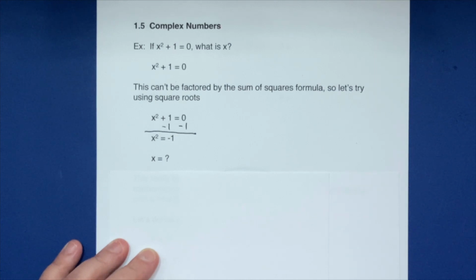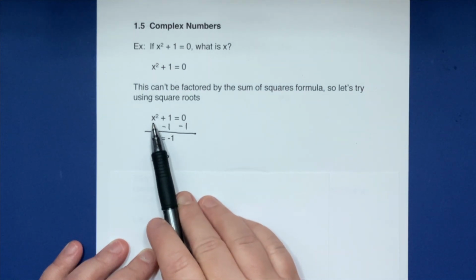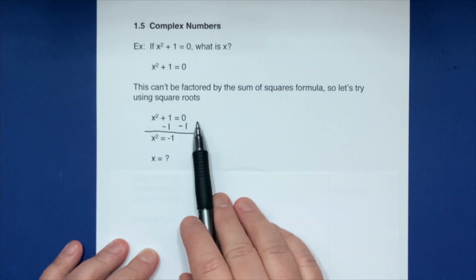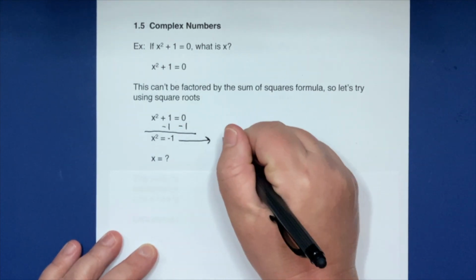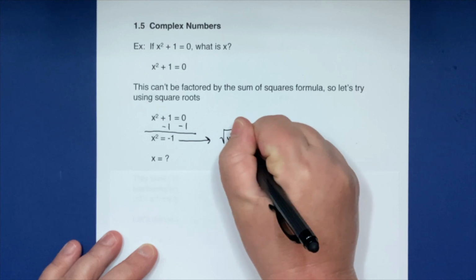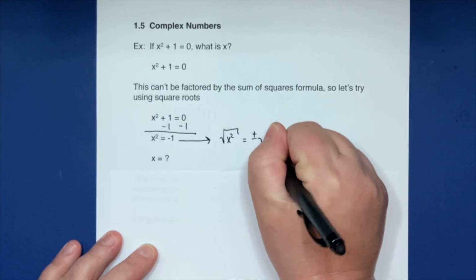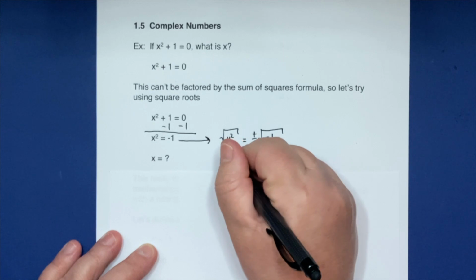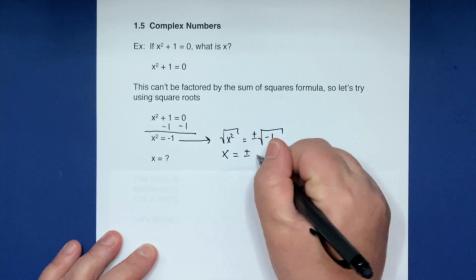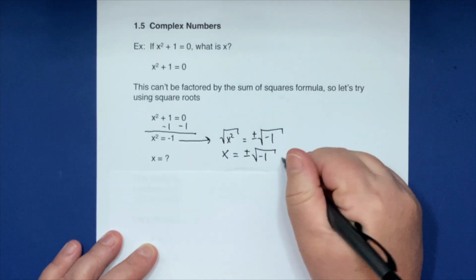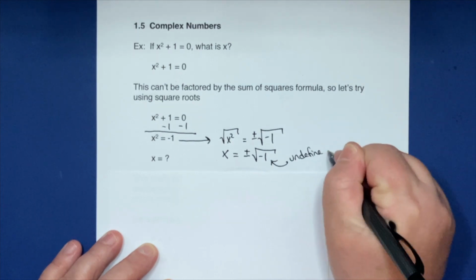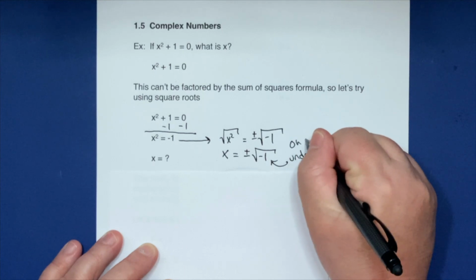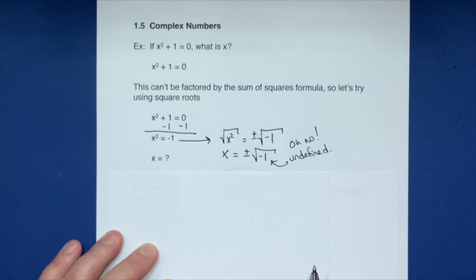So then we say, okay, let's try using square roots. To do square roots, I'm going to move the 1 by subtracting 1 from both sides. x squared equals -1. So I'm going to take the square root of x squared, plus or minus the square root of -1. So I get x equals plus or minus radical -1, which is undefined. So what do we do?